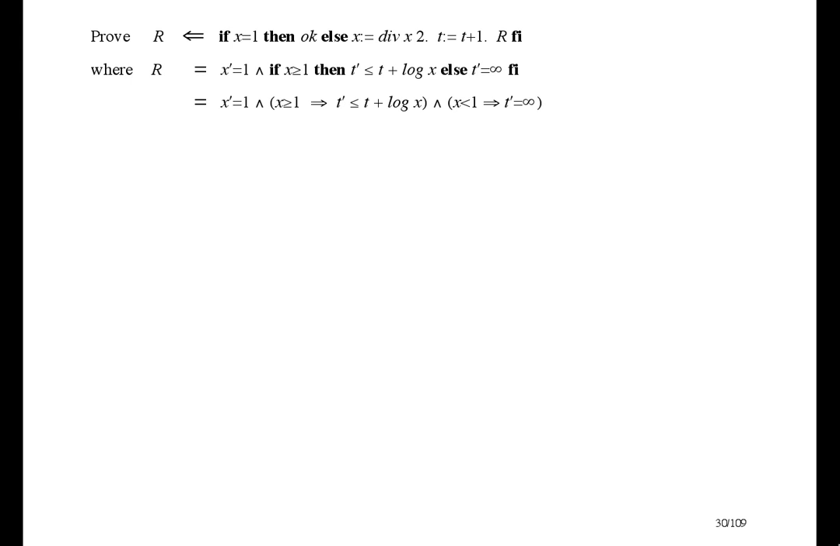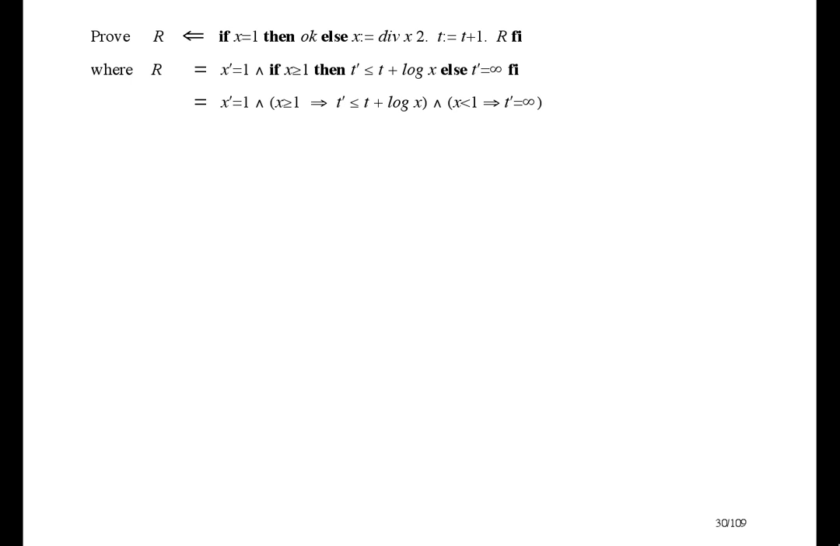The specification we're going to prove is x prime equals 1, and if x starts positive, then the time is bounded above by log x, and that's the base 2 logarithm. Otherwise, the computation takes forever. And we're going to prove it by parts. And before we do that, I'm going to rewrite the if as a conjunction. So now we have 3 parts to prove.